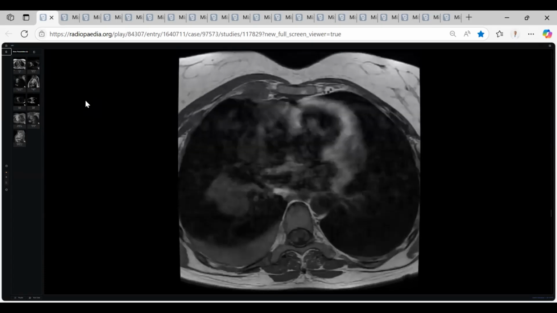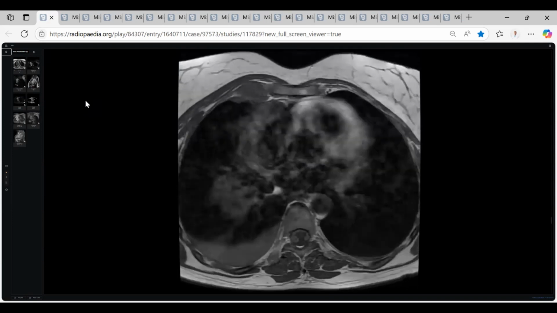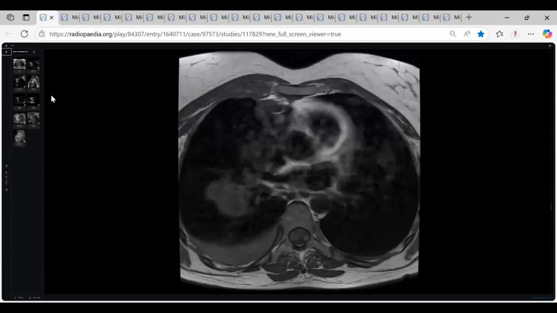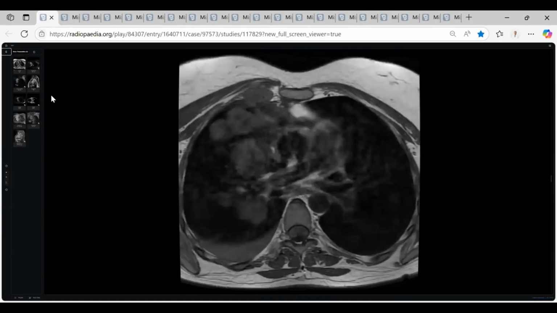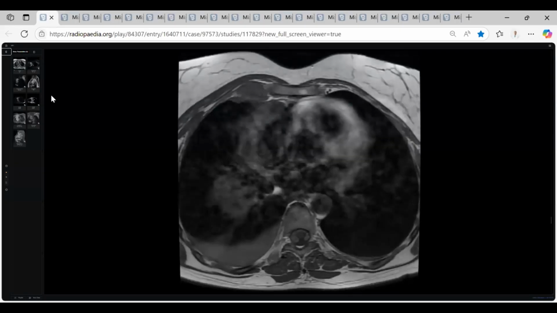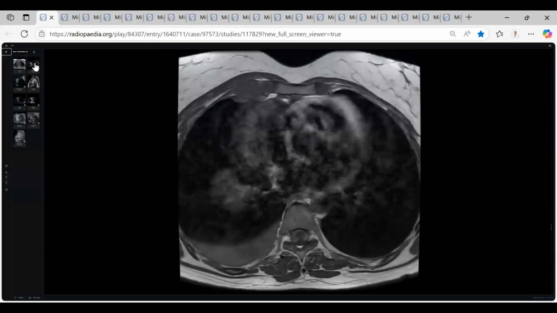It is extending to the skeletal structures, likely causing destruction. There is also linear hypointensity at the base of the lung, likely pleural effusion. I'm thinking about an anterior mediastinal mass lesion like thymic tumor with invasion, or unexpected lymphoma or teratoma.